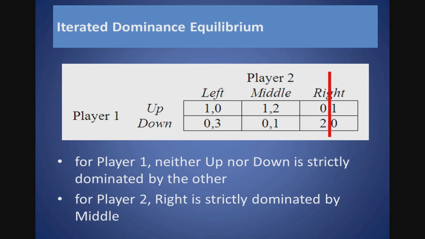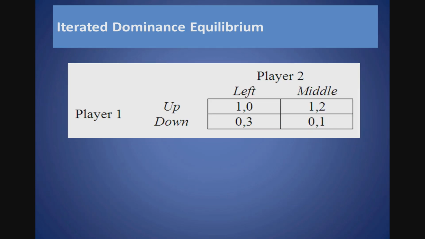Now, if player 1 knows that player 2 is rational, he will appreciate the fact that his rival would never choose to play right. And so, he could play the game as if it were this simplified form. Player 1 again chooses over up or down. Player 2 now only effectively chooses over left and middle, because he won't ever choose to play right. So that effectively is the game that the players are now playing.